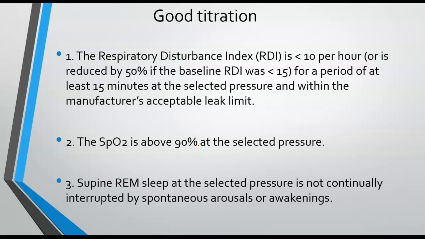Then what is a good titration? The RDI is more than 5 per hour and less than 10 per hour, or it is reduced by 50% if the baseline RDI was less than 15, for a period of at least 15 minutes at a selected pressure, and the SpO2 is above 90%. Supine REM sleep is also obtained, and uninterrupted. This is called a good titration. In the optimal titration the AHI was less than 5, here it is less than 10.